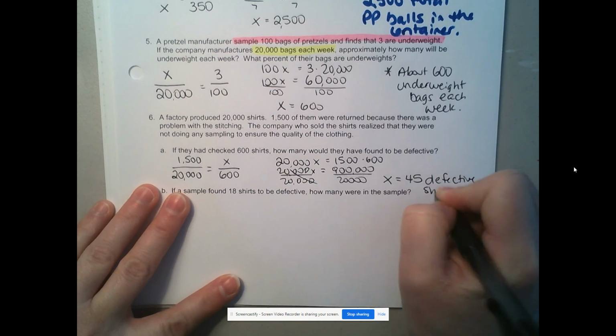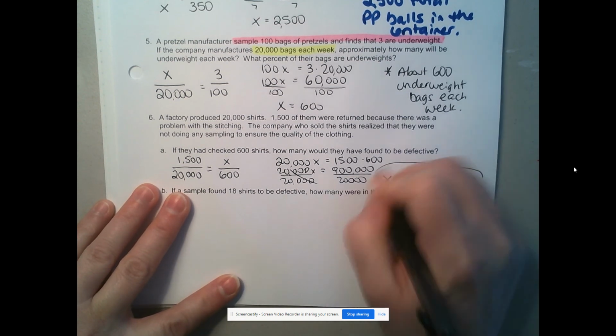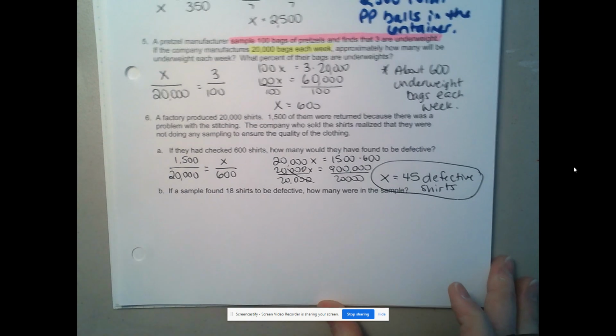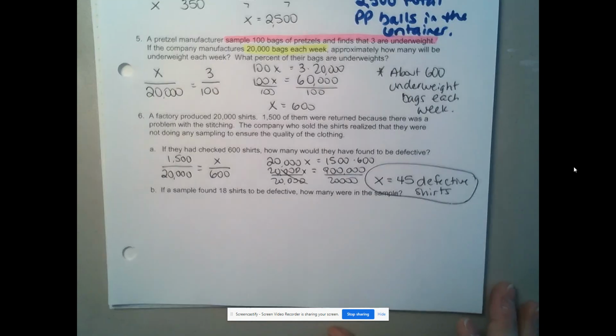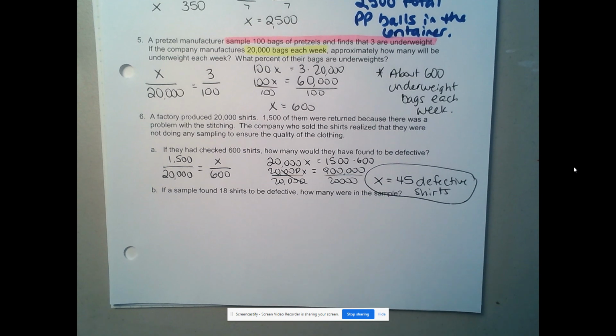And that would have just been in the sample. That would have raised some eyebrows. Like in the factory, if they had found 45 shirts to be defective out of 600, somebody would have gone, whoa, whoa, whoa, we need to fix this before we produce 20,000. That's why companies do sampling.